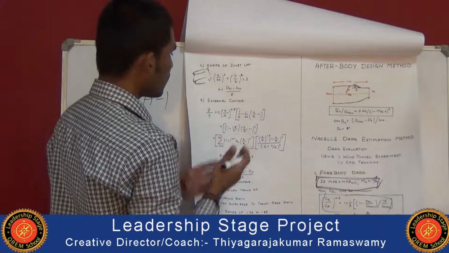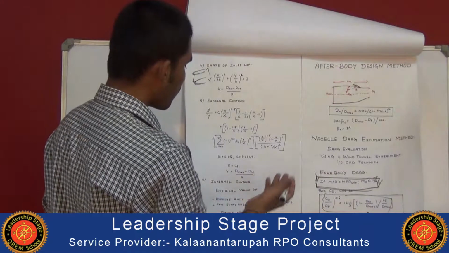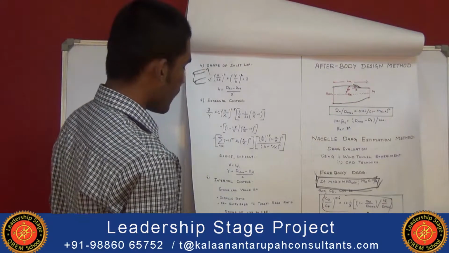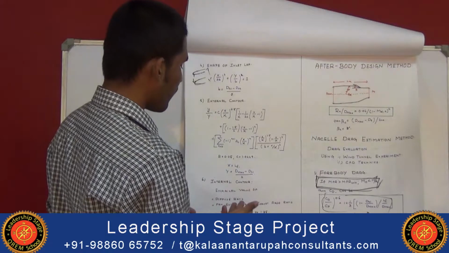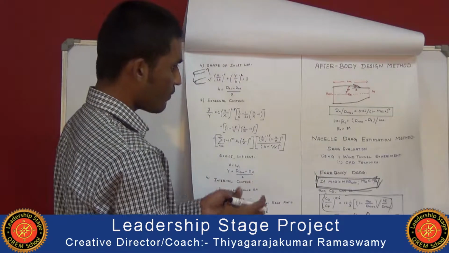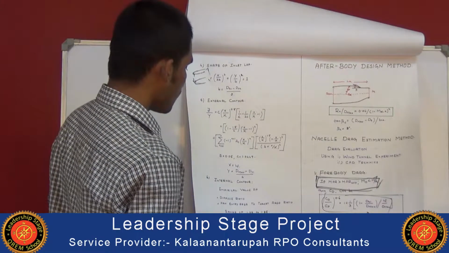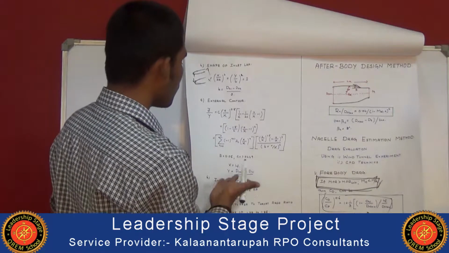Next one is internal contour. Internal contour is calculated by using empirical values, that is the deficiency ratio and fan entry area to the throat area ratio, which ranges between 1.25 to 1.35 according to the Nakawa design rules. By using this formula, we are going to calculate the internal contour.